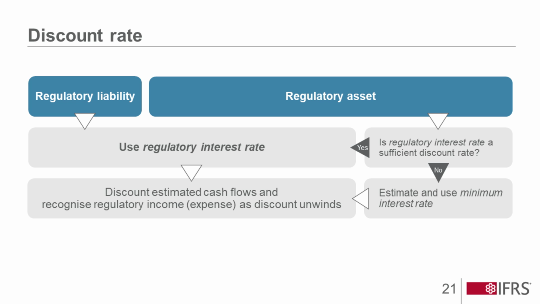This would also hold for subsequent measurement if the regulatory interest rate is also the discount rate, and the regulatory interest is recovered or fulfilled in the same period in which it accrues. Only in the case of regulatory assets, an entity has to do the sufficiency test as you explained earlier. Having said that, because rates are typically designed to support financial viability, cases in which the regulatory interest rate is insufficient are expected to occur not often.